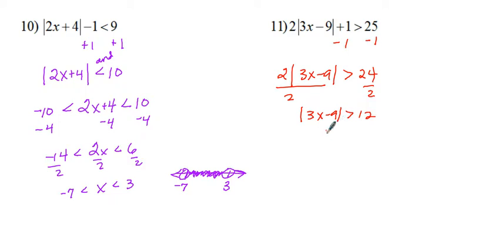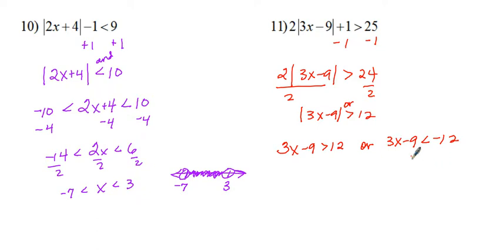What decision do I have to make? Let's see. I have absolute value of something is greater than the 12. So greater than is or. So I'm going to set up an or. I'm going to take 3x minus 9 is greater than the 12, or 3x minus 9 is less than the -12.